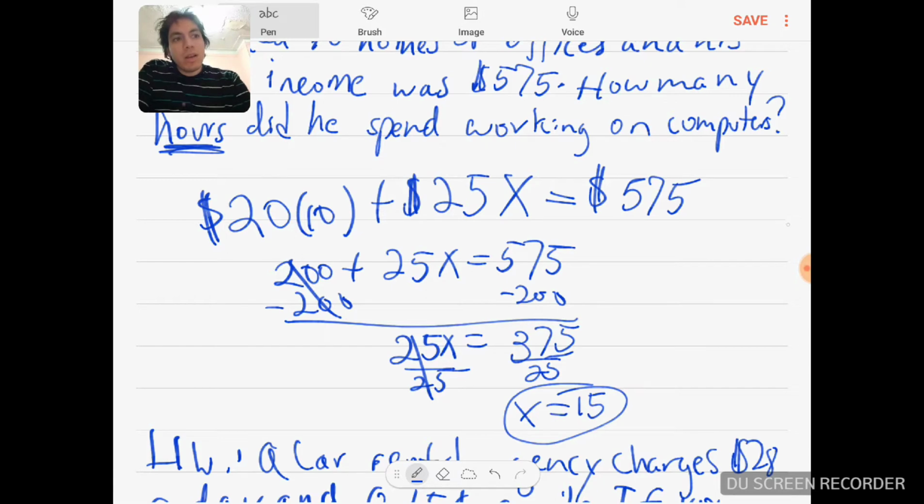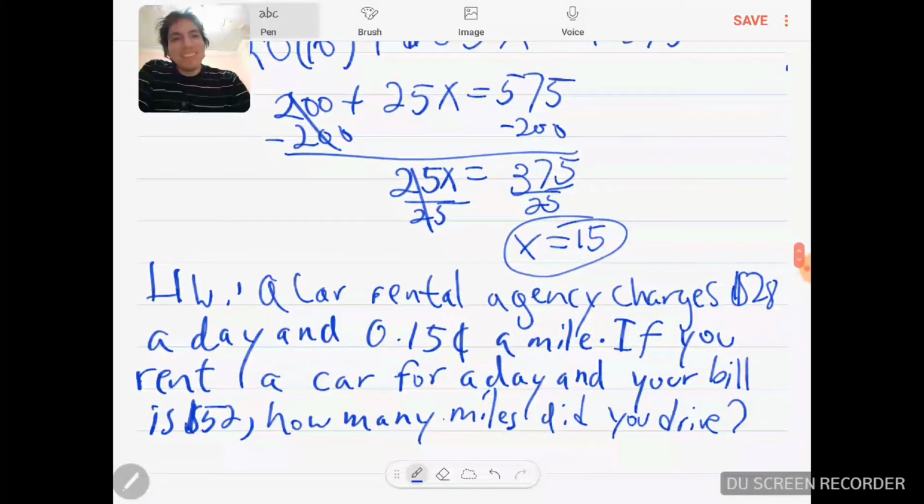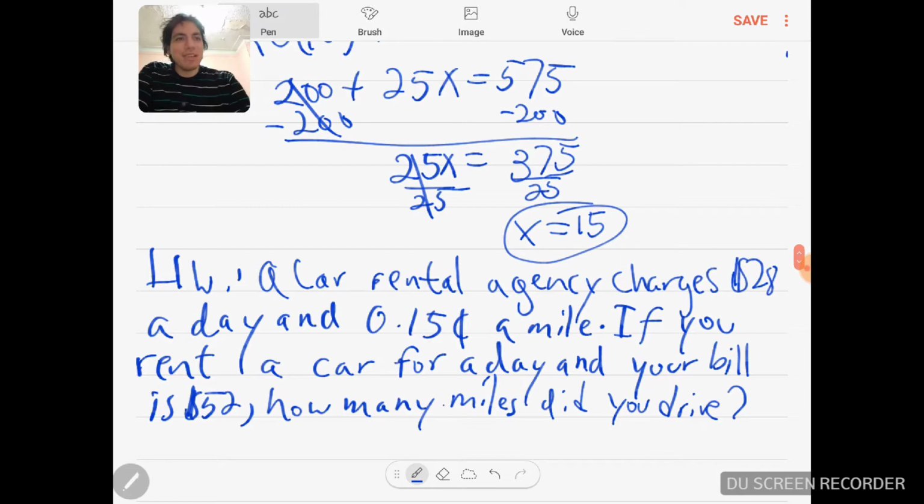As you can see, I already pre-planned this, so that's your homework question for tonight. I will be sure to read the question twice for you. A car rental agency charges $28 a day and 15 cents a mile. If you rent a car for a day and your bill is $52, how many miles did you drive? One more time. A car rental agency charges $28 a day and 15 cents a mile. If you rent a car for a day and your bill is $52, how many miles did you drive? Key word here will be miles, and that's the hint I'll give.